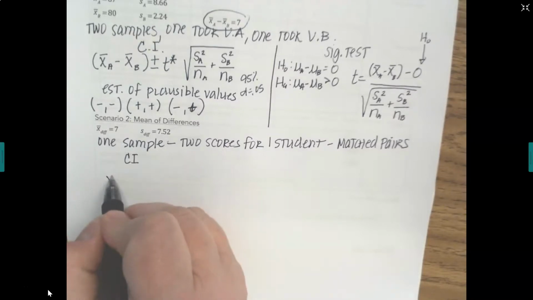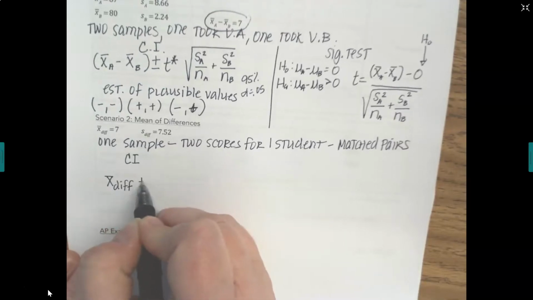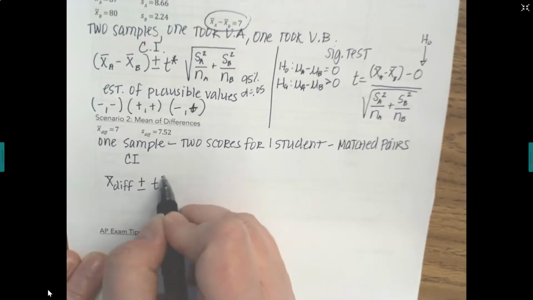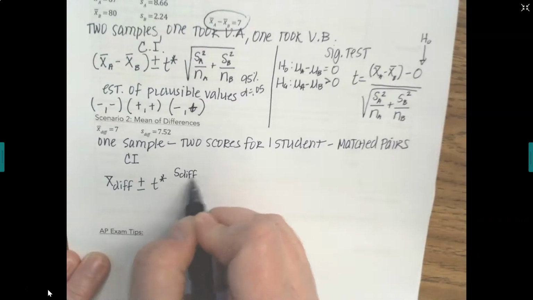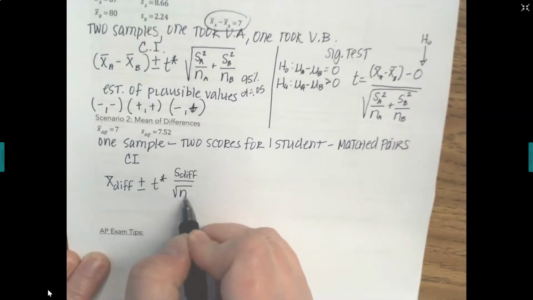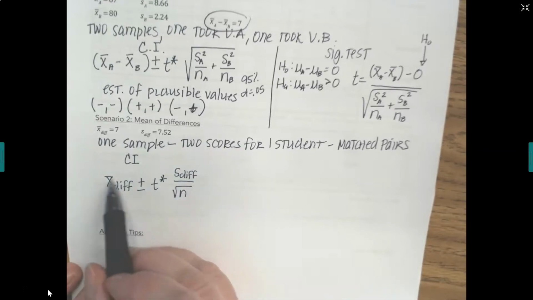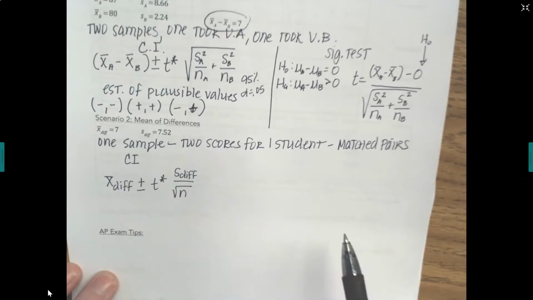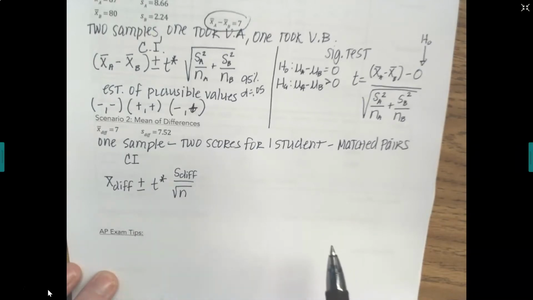So you'll use x bar diff plus or minus your t star. And because this is only one sample, you've got to use the standard deviation of the differences divided by the square root of n. Okay, so you got your point estimate. It's just one number because it's one sample of 5 students, as opposed to 2 samples of 5 students each.